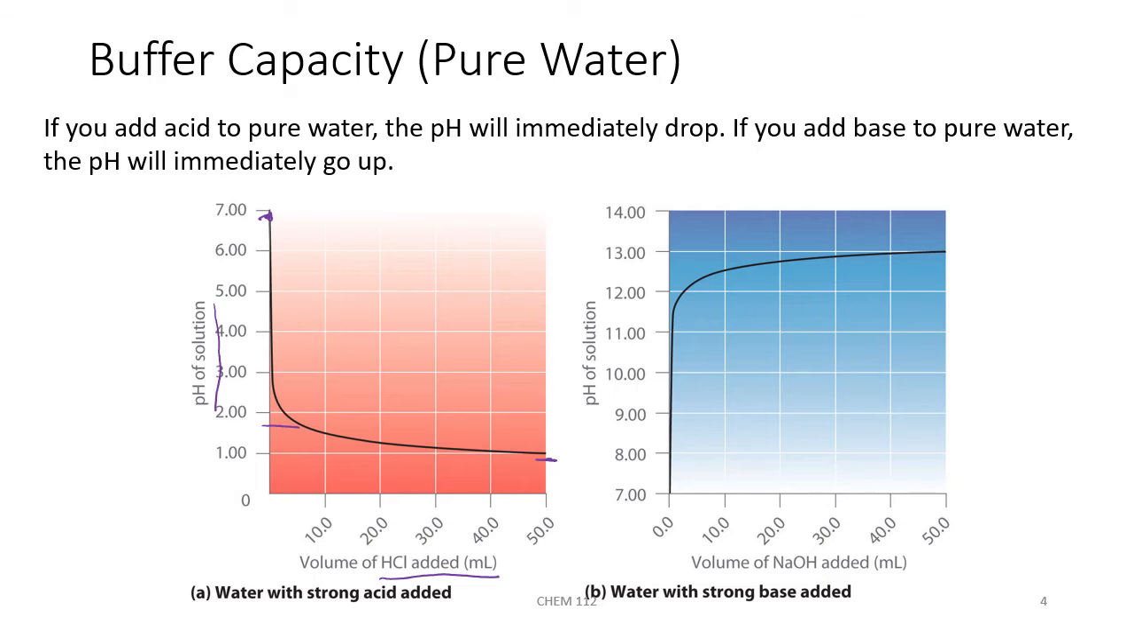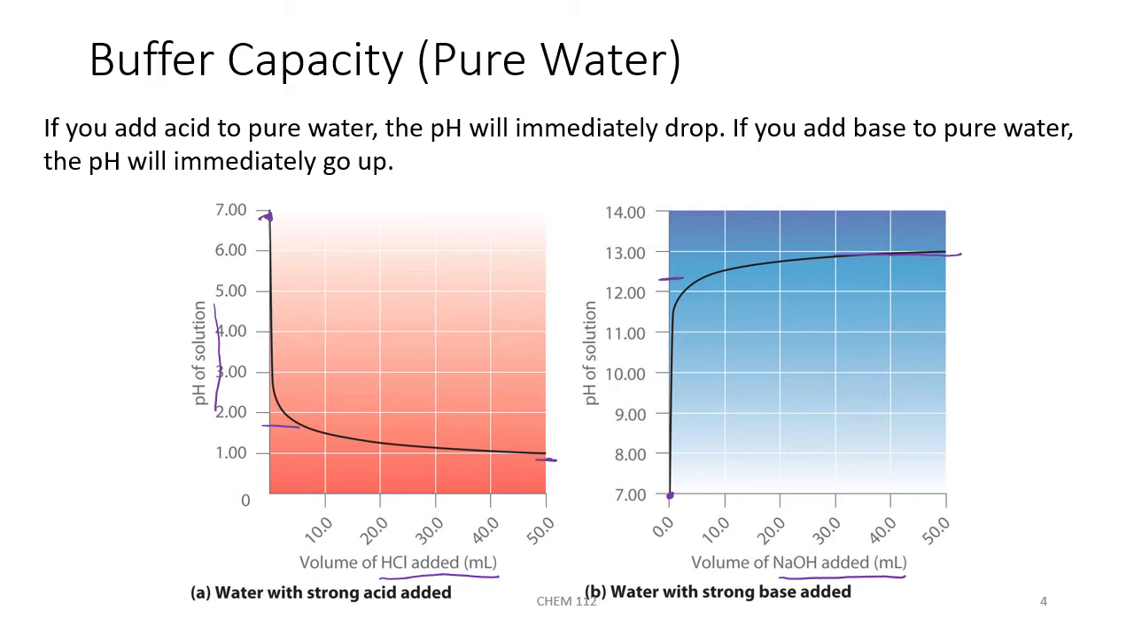And the exact opposite is true if we were to add a strong base, such as sodium hydroxide, to a water solution. We would have initially a pH of 7 for our pure water, and then immediately upon adding just a couple drops of a strong base, the pH jumps up to around 12 and then eventually evens out at around 13. So there's no buffering capacity to something like pure water.